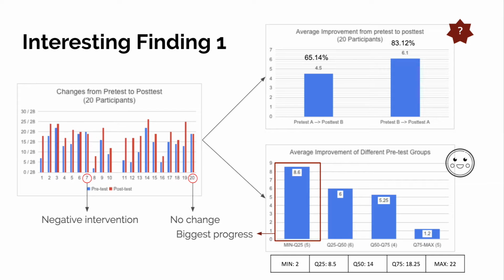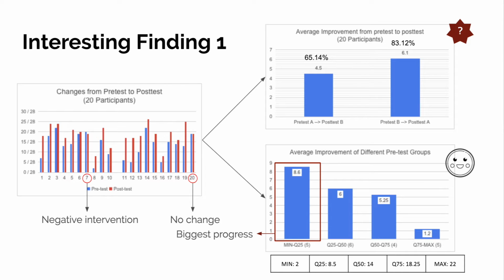Then comes the graph on the top. It shows the average improvement from pre-test to post-test. So it shows students who use B as pre-test and A as post-test made higher improvement than the other one. So I think we need to find out what happened here.